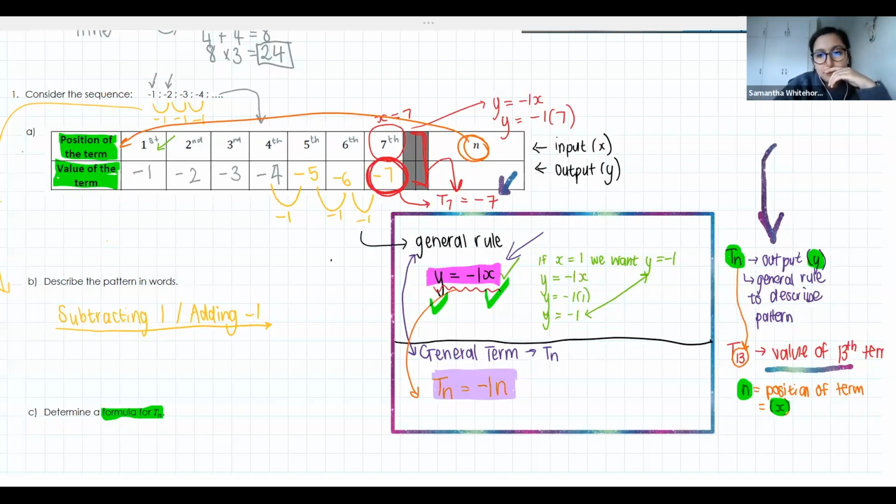Ma'am, I wanted to ask if Tn and N is in every number sequence, or does it also come in differently? Yes, it's for every single pattern. We can use it for any pattern we work with. So it's like X and Y. Good.